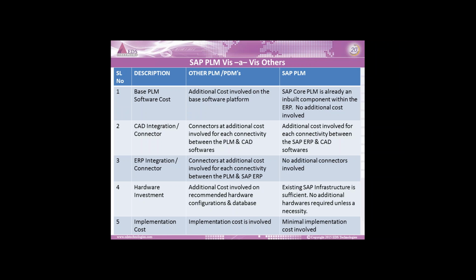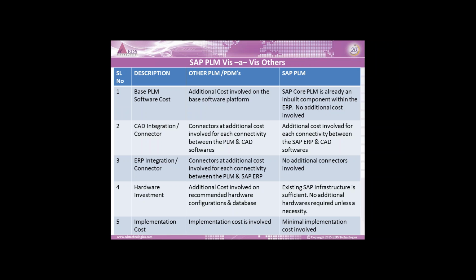However, if you see SAP PLM, the core PLM component is already an inbuilt component within the ERP, which I've just mentioned before in the earlier slides. There is no additional cost involved, even if it could be for the third-party integration to your CAD integration applications or any other platform that needs to be connected. Definitely, there is a license or a connector that is involved to integrate that. So the second one which I meant was the CAD integration, and the CAD integrations are the connectors, which involve an additional cost on either side. If you are looking at a third-party PLM or SAP PLM, as I mentioned over there, connectors are an additional cost involved for each connectivity between the PLM and CAD software. Having said that, CAD connectors are specific to specific CAD applications.